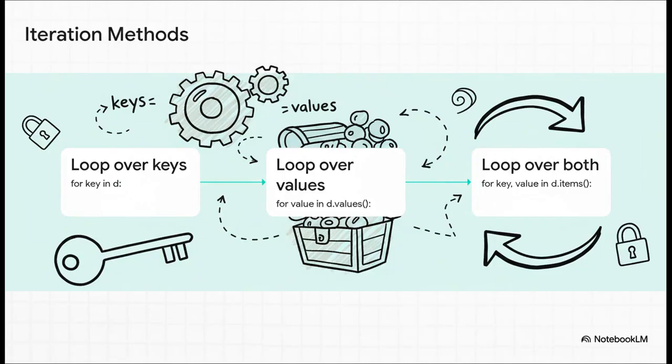At some point, you're going to need to look at everything inside your dictionary. You've got options. You can loop directly over the dictionary itself to get just the keys. If you only care about the values, you can use the .values method. But the most powerful way, for sure, is using the .items method. That gives you both the key and the value together in every single step of the loop.